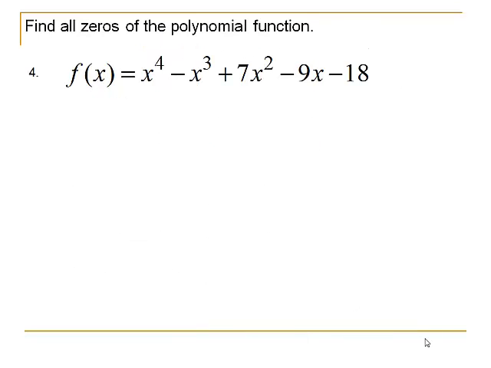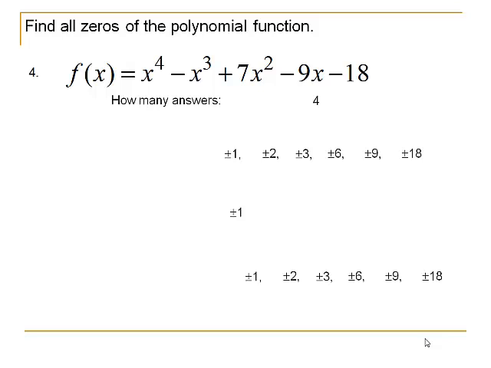Find all the zeros. We'll do one more example and then I think I'm going to be done. How many answers? 4 possibilities. Factors of the first to the last term, 1, 2, 9, 3, 6. So lots of choices because 18 has lots of factors. Factors of the first term are just plus or minus 1. So my possible answers, I have 2, 4, 6, 8, 10, 12 possible answers.